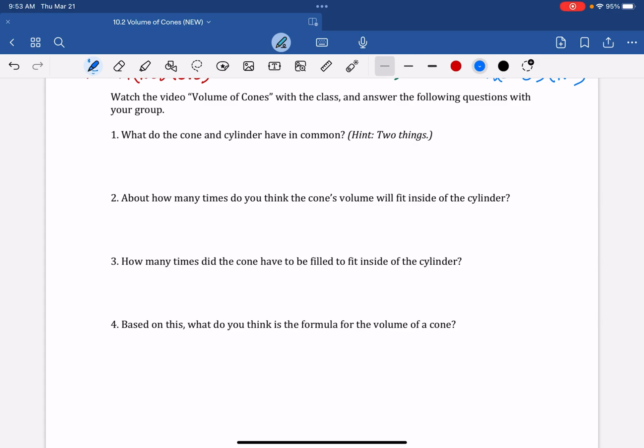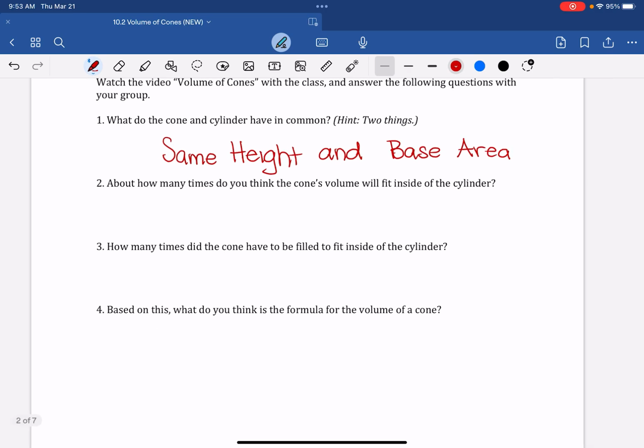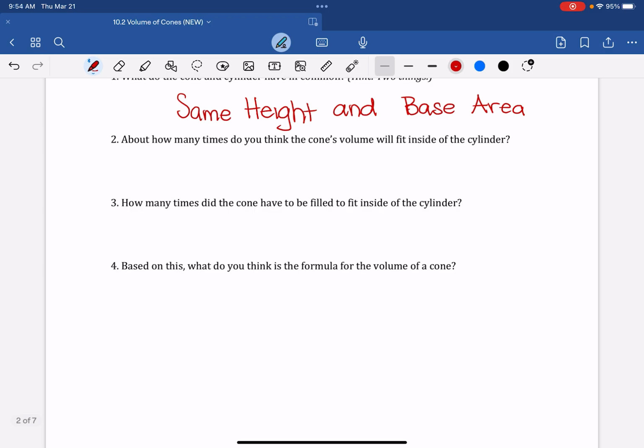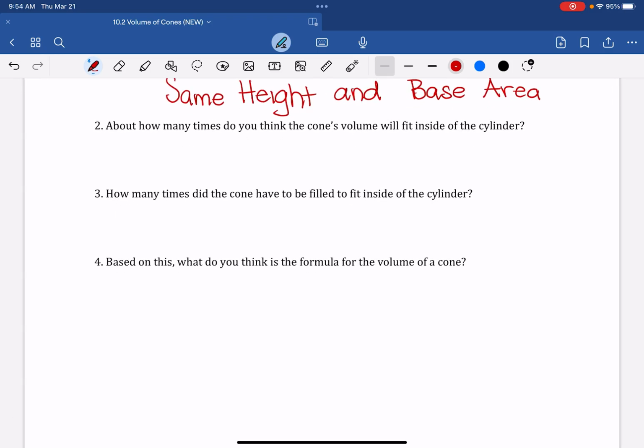So you've watched the video on pouring water from a cone into a cylinder. So the cone and the cylinder had 2 things in common. They had the same height and the same base area. Okay, so we'll skip number 2 because you didn't really predict, but then on question number 3, it says how many times did the cone have to be filled to fit inside the cylinder? So it will have to be filled 3 times.